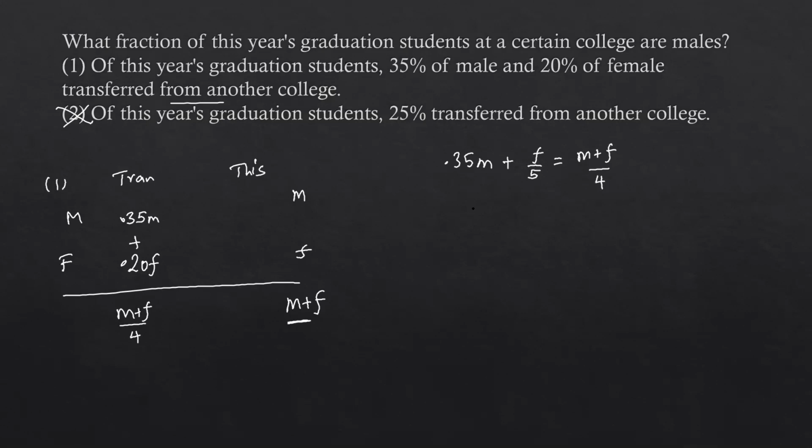So let's see what is happening here. 0.35 M minus 0.25 M is F over 4 minus F over 5. So 0.10 M is equal to 0.05 F. So you have M over F. If you have M over F, that means you know the ratio of males and females in the college. So by combining you can get the answer.